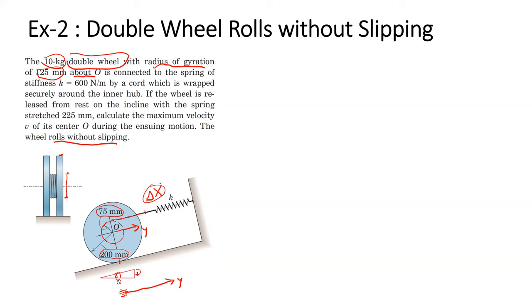Here is one challenge to this problem. The system is released from rest. It means in the beginning we have zero velocity. It begins from rest, but when it begins, the spring is already stretched with an initial deformation. We have the spring stiffness, and we know the initial deformation. So we need to compute the maximum velocity at point O. This means the maximum translational speed of the center of gravity during the motion.